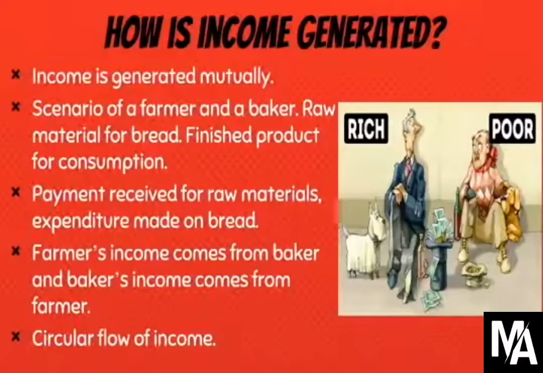And the farmer also has to pay for the price of the bread, and so that price of the bread becomes the income for the baker. So this is how income is mutually generated. Payment is received for raw materials by the farmer, and the farmer makes expenditure on bread. And so therefore, the farmer's income comes from the baker, and the baker's income comes from the farmer. And so this mutually generated income can be understood in a diagrammatic form called circular flow of income, where income is generated mutually and is depicted in the form of a circle.